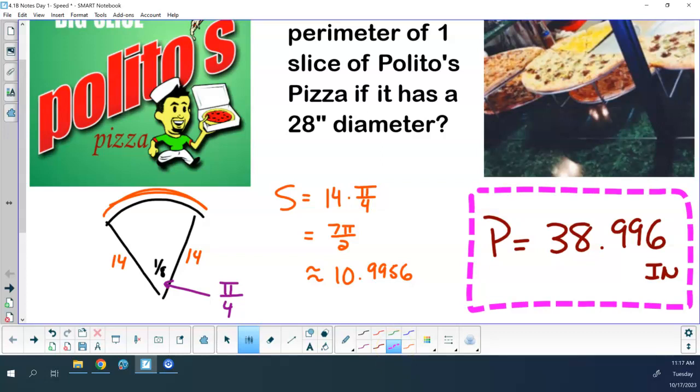Yes? Personally, I think we should all go to Polito's right now and measure. No? Lunchtime. There it is. Couldn't find it. See how good we got. Yesterday.